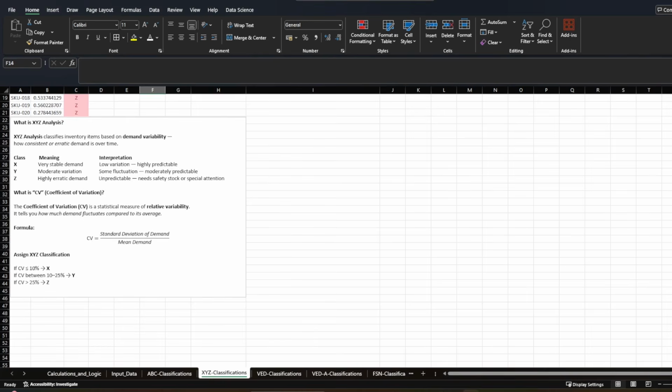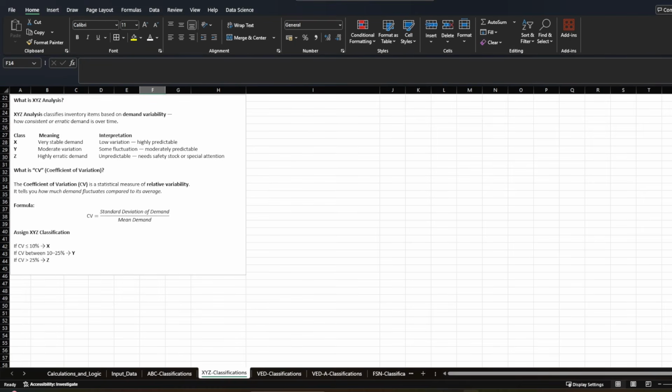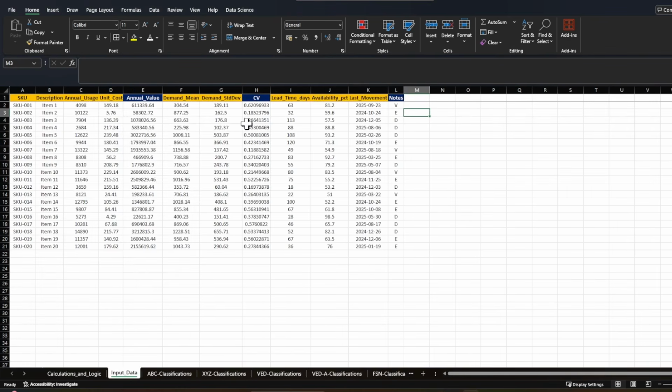So what is the coefficient of variation? It is a statistical measure of relative variability. So what's the formula of it? The formula is quite simple. You need to divide the standard deviation by the mean of that demand. These two data we already have in our input data sheet.